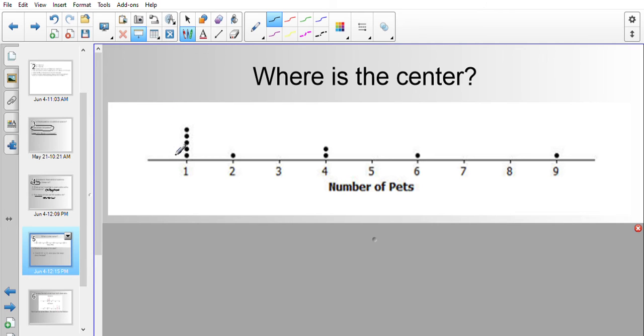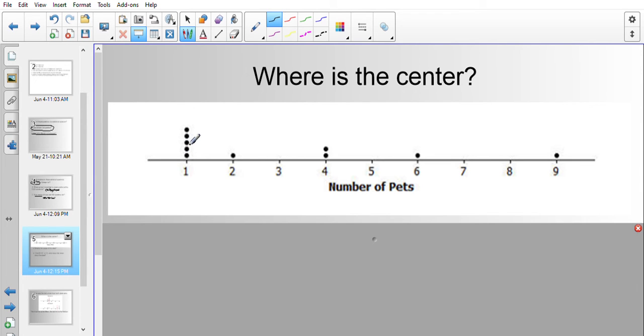So here we have a dot plot, and the question is asking us, where is the middle? Okay, so where is the center? So where would you say the center of this data distribution is? All right, how could we find that? Well, one thing we could do is we could take the mean of all of these dots and see what it tells us, and hopefully that'll tell us the center.